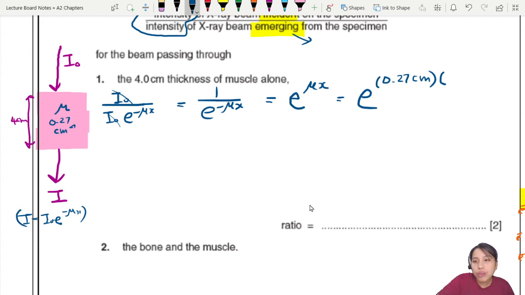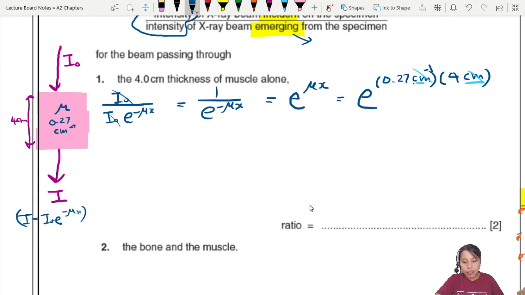And the distance you travel, 4 cm. 0.27 cm negative 1, sorry. So you see, your cm and cm here must be the same unit. If centi, you centi. If millimeter, then you millimeter. But the nice thing is, they'll cancel out when you multiply them together. Cm negative 1 times cm.